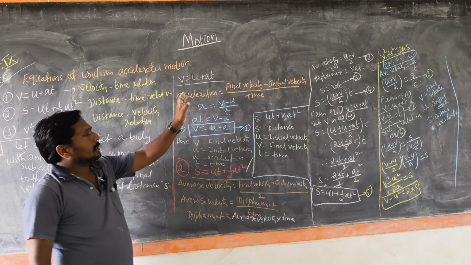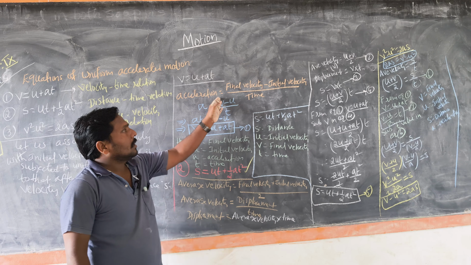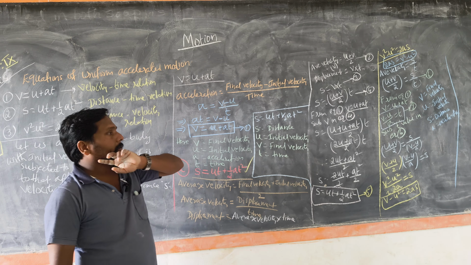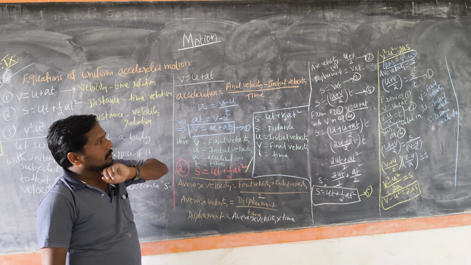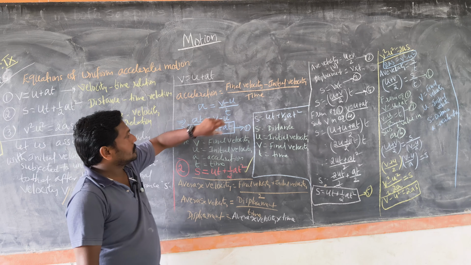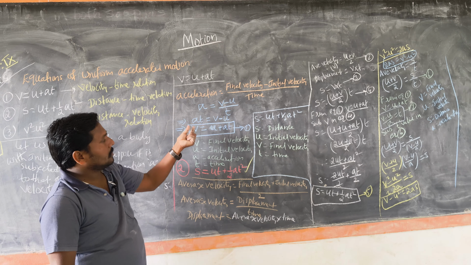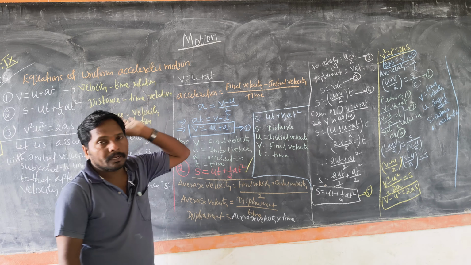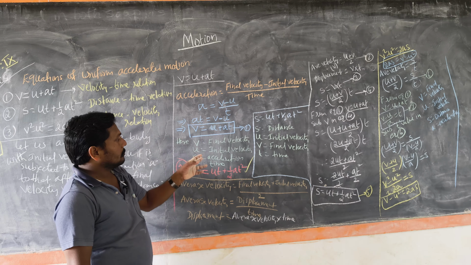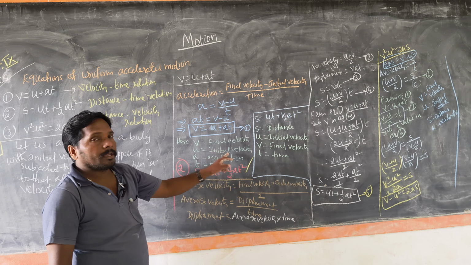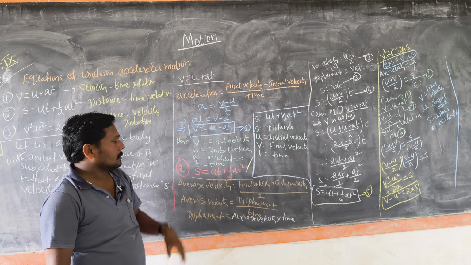We know that acceleration is equal to final velocity minus initial velocity by time. So a equal to v minus u by t. By simplification we get v equal to u plus at. So we have derived the first equation. Here v is final velocity, u is initial velocity, a is acceleration, t is time.